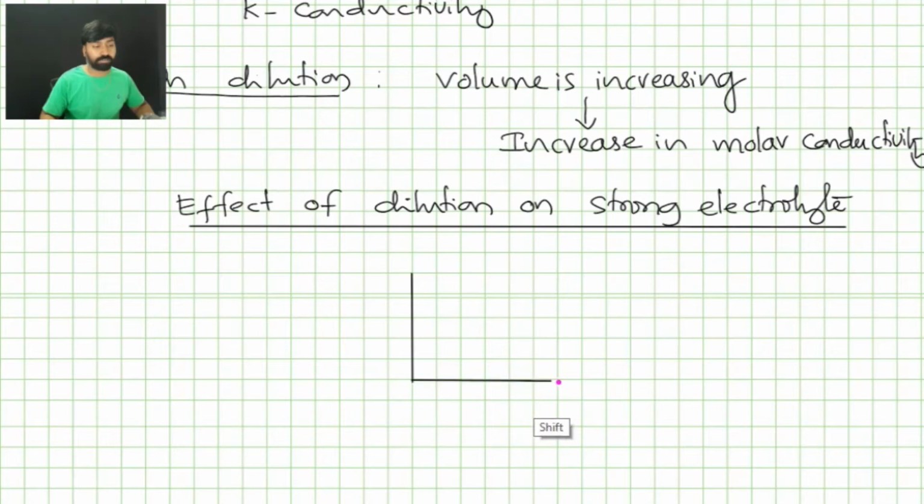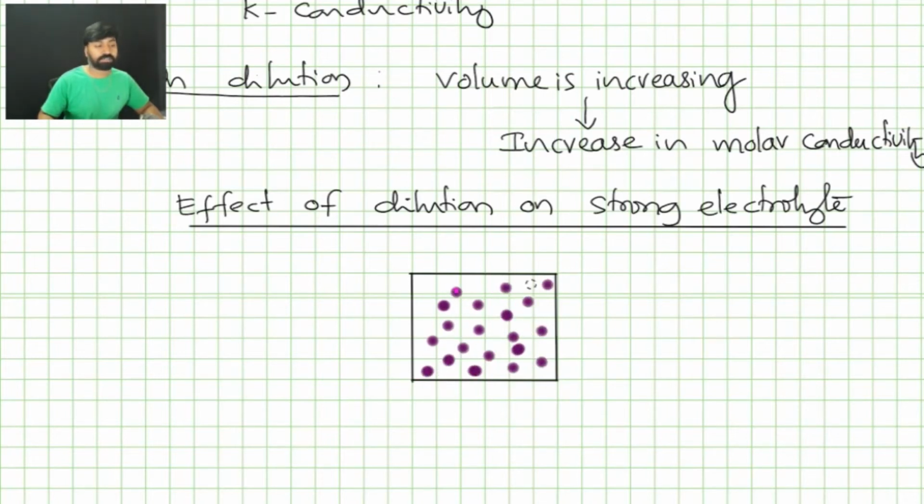This time I will take a small container. I don't want to divide it. There's a container or some cube here. In this, if I use a strong electrolyte, there are a large number of ions, because strong electrolytes are completely dissociated. I have to take one more ion here, some other color. Let me place ions here.